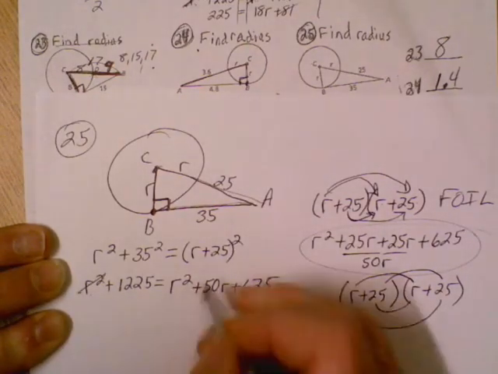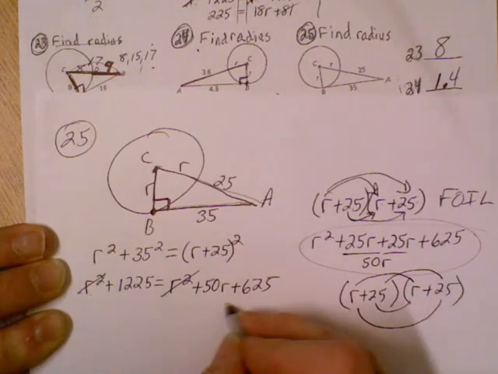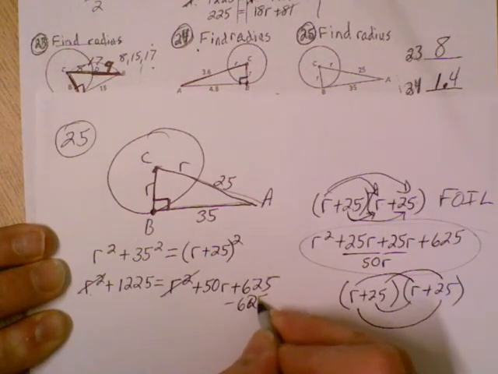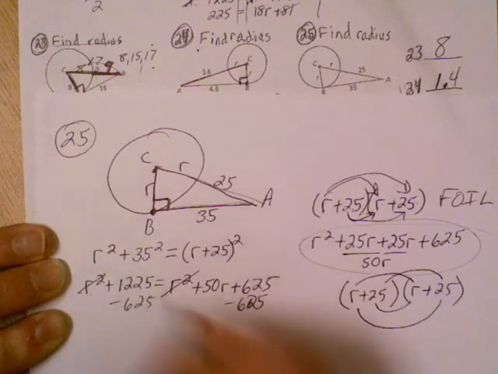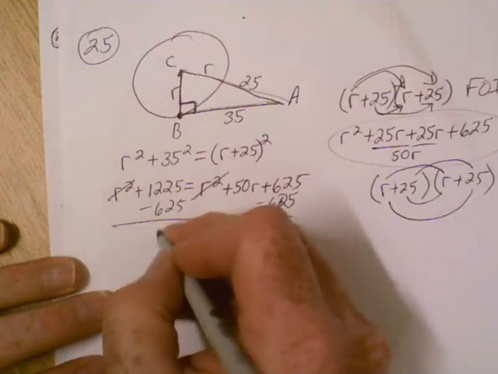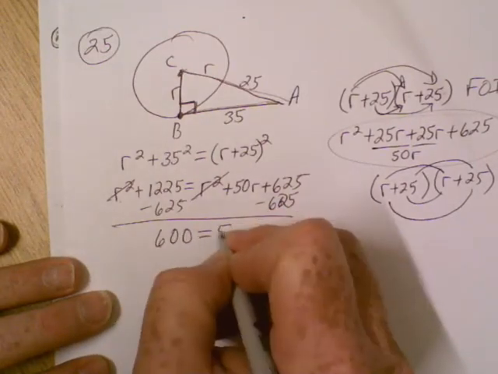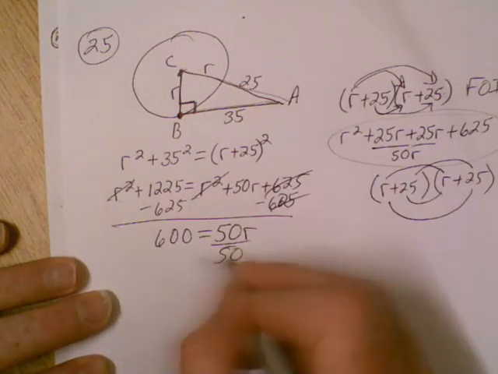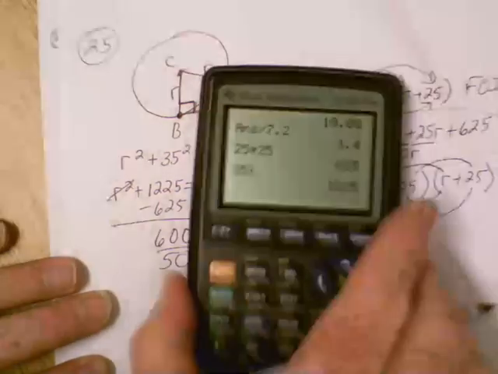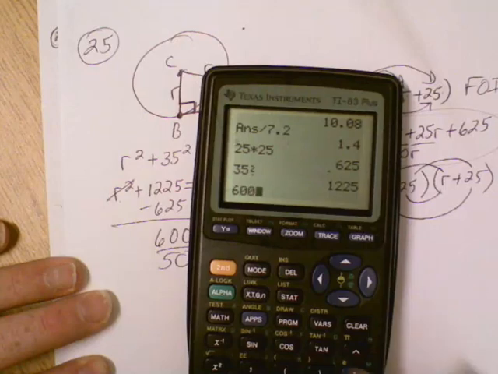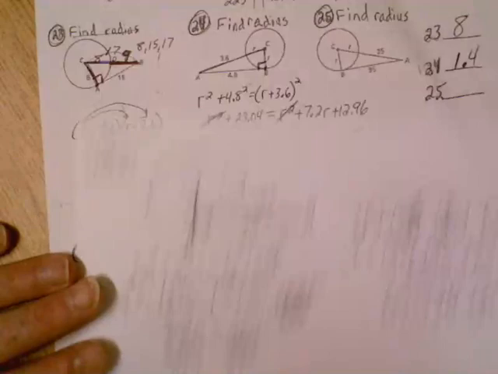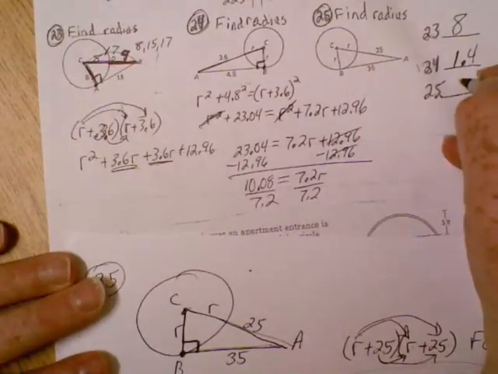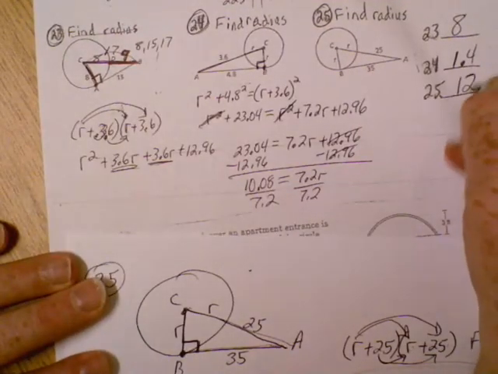The R squareds, again, are going to cancel out. We subtract 625 on both sides. I end up with 600 over here equals 50R. These cancel out. Divide both sides by 50. Grab my calculator. 600 divided by 50. And I get 12. So for number 25, the radius equals 12.